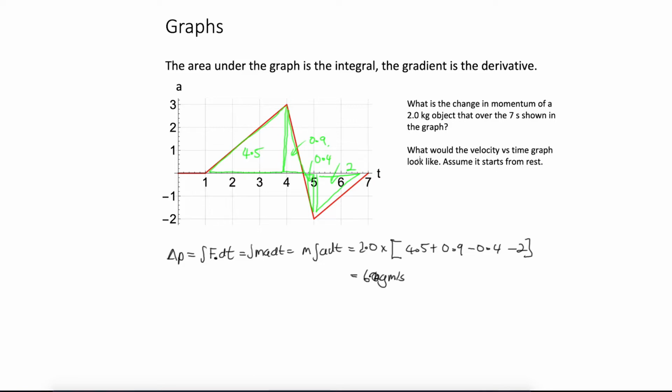Okay, and then the second part says what would the velocity versus time graph look like, and we can assume that it starts from rest. Okay, so we'll want to have a velocity versus time graph like this. Here's the time, here's the velocity. Now the velocity is the area under an acceleration versus time graph. So let's sketch these times down.